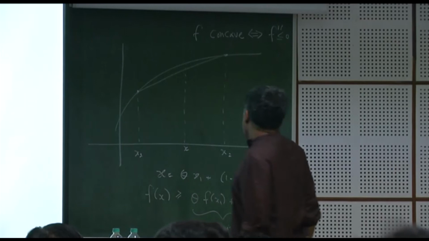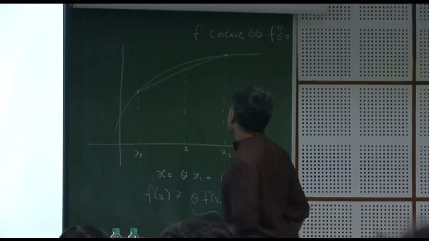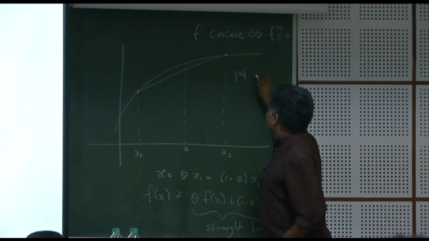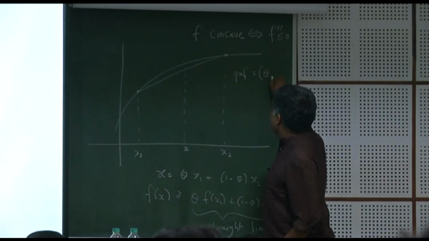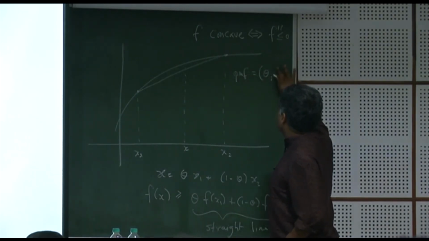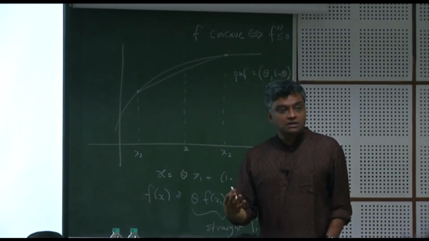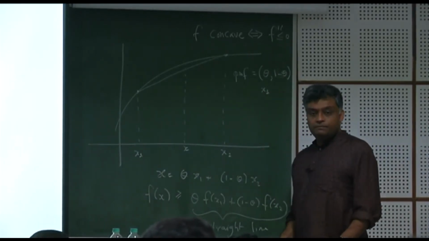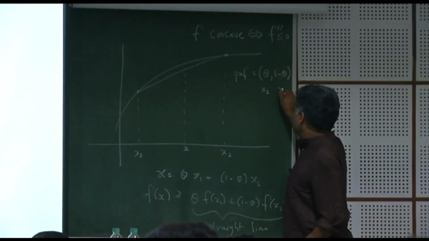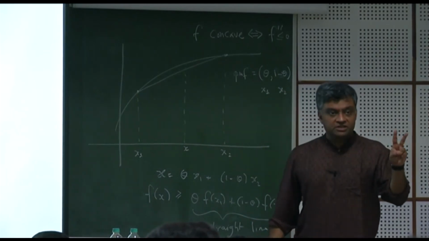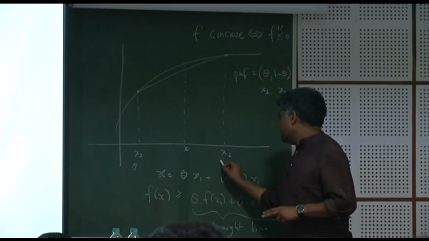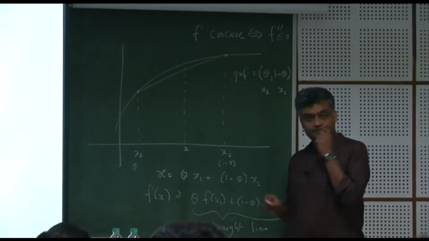All right. I'm going to pretend that I have a probability mass function which has theta, 1 minus theta. Okay, so it's a probability mass function. With probability theta, it picks up the point x1. With probability 1 minus theta, it picks up the point x2. So it's a 2-point probability distribution. This one probability theta, that one probability 1 minus theta.